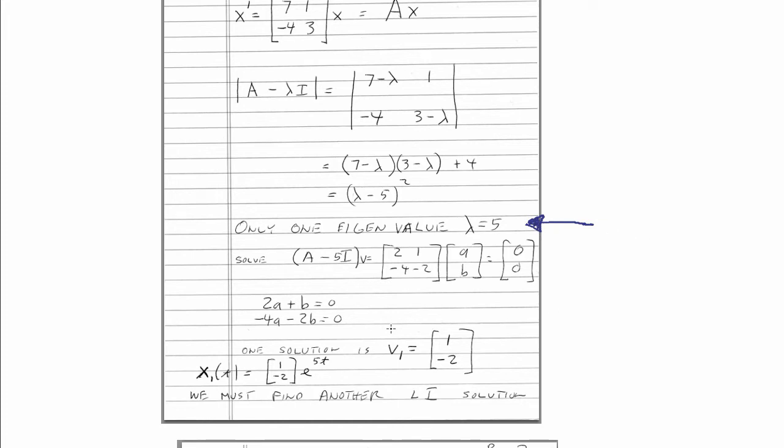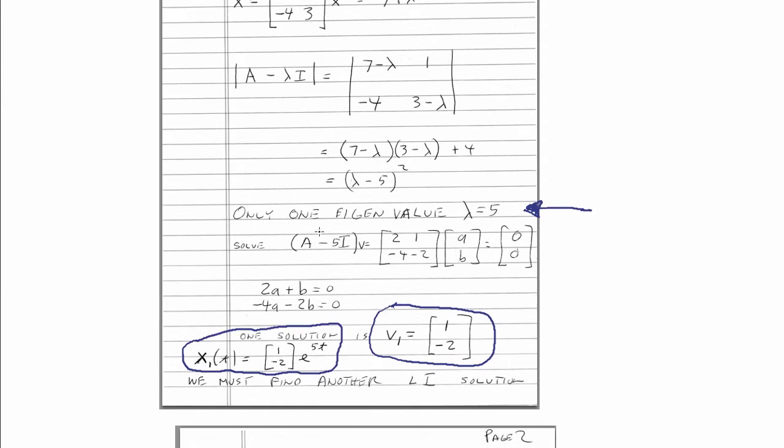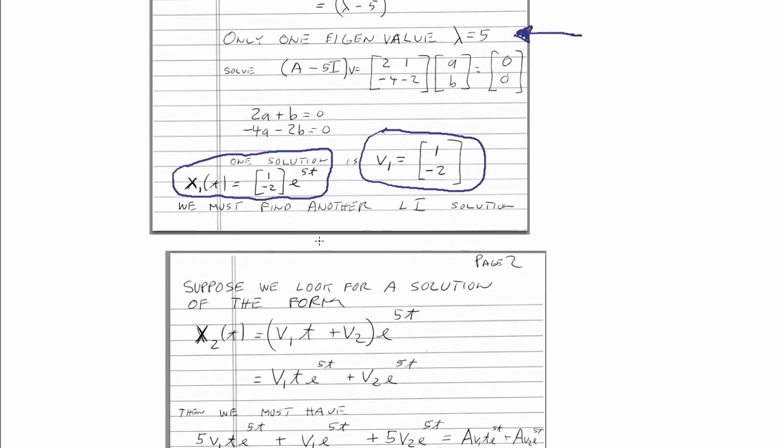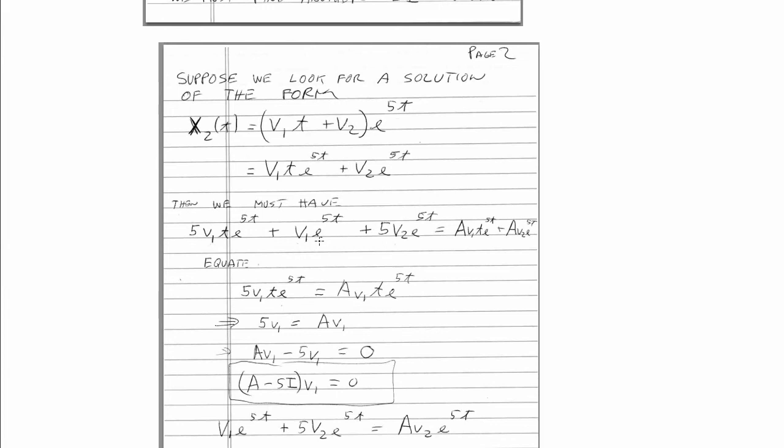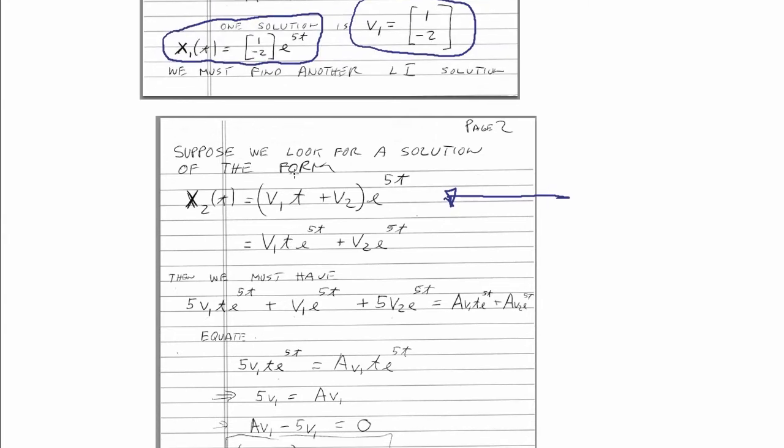So there's our eigenvalue, here's our eigenvector associated with that eigenvalue, and here is our one solution for our equation. Okay, so we have to find another one. Well, here's the trick. It's very similar to what we did in earlier chapters. We're going to take a trial solution, and we're going to look for something of this form. We can throw a t in there, and v1 is the v1 that I have earlier. I already know that.